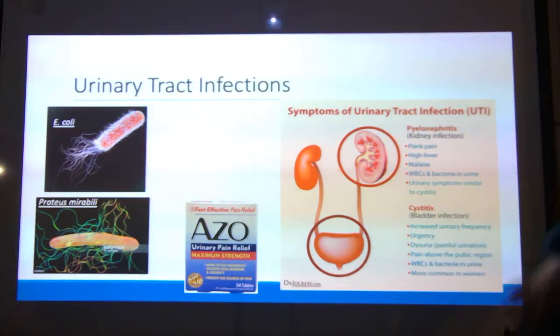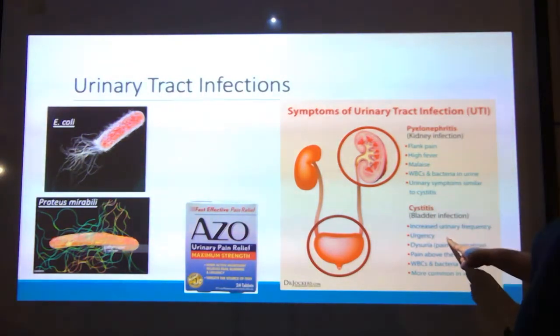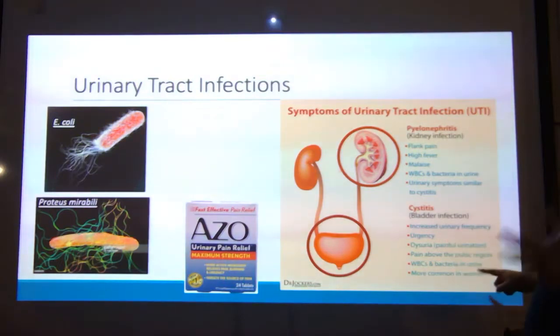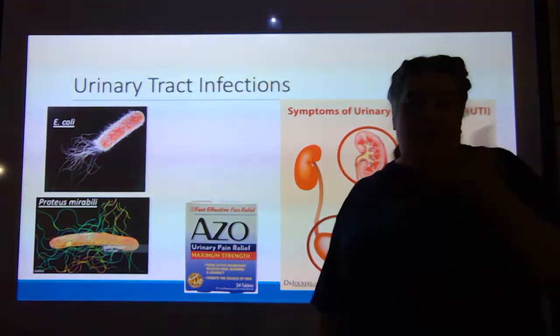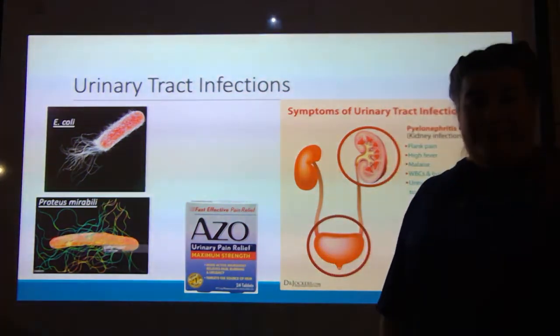Cystitis, I said this before, that's just the bladder by itself. You've got increased urinary frequency, an urgency to urinate. You feel like you have to go right now. Dysuria, which is painful urination. Pain above the pubic region. White blood cells and bacteria in the urine. And again, it is more common in women just because of our anatomical structure.